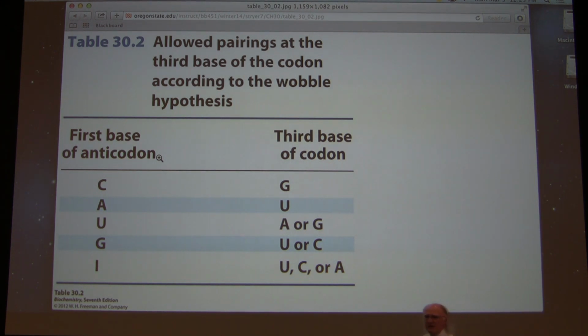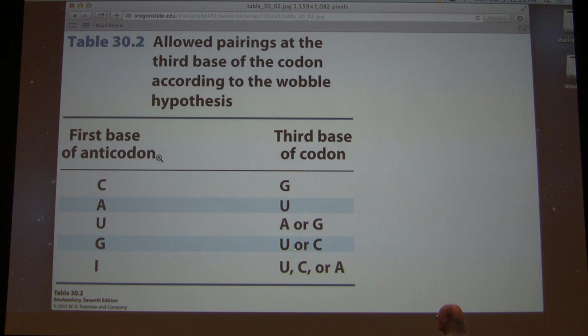That means the cell has to make fewer tRNAs. By putting that inosine at that 3rd position, it saves having to make individual tRNAs, one that would pair with U, one that would pair with C, and one that would pair with A. So it's for this reason that cells do not need 61 different tRNAs to code for all the different possible pairings with codons. Okay? And it turns out cells have on the order of about 20 or 30. They don't need all the ones that they've got.